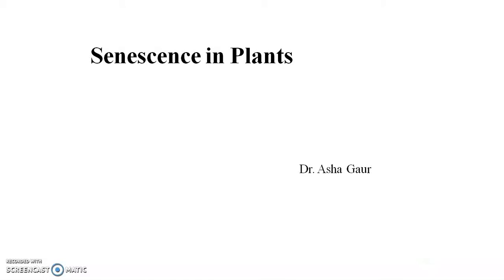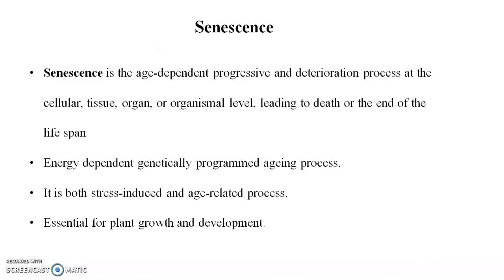Today's topic is senescence in plants. What is senescence? Senescence is an age-dependent, progressive deterioration process at the cellular, tissue, organ or organism level. It ultimately leads to the death of the organism. It is an energy-dependent, genetically programmed aging process. It occurs due to stress-inducing as well as age-related processes.